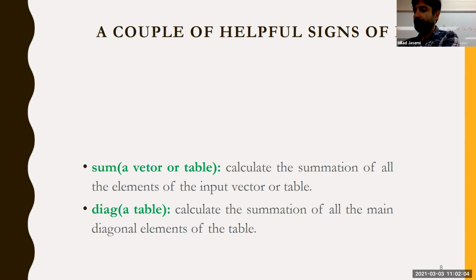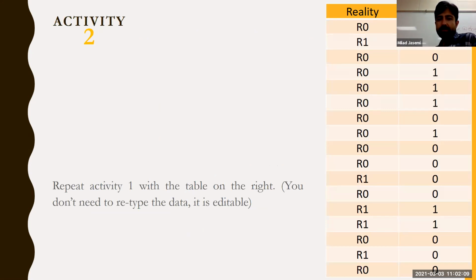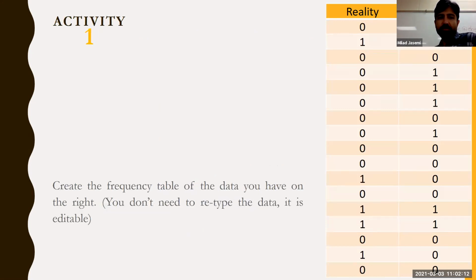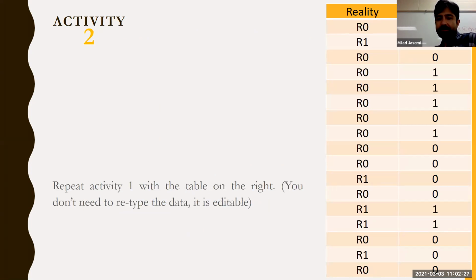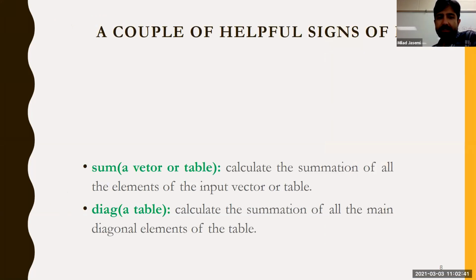We continue where we left off. As a review, last session we had activity 1 and 2, because they are very similar to each other. The activity asks you to create the frequency table regarding the data you see on the right. And after that, it asks you to create the frequency table for the data on the left. And you did it last session.